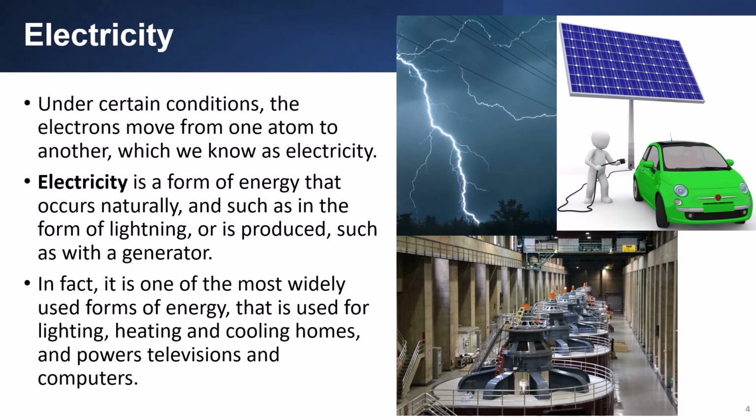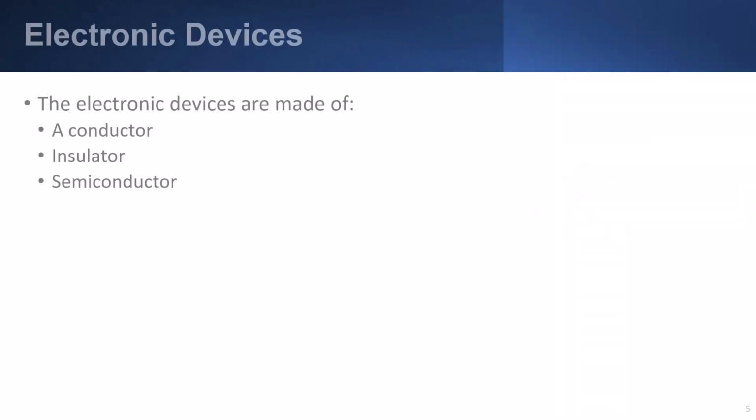Under certain conditions, the electrons are pushed from atom to atom, which we know as electricity. Electricity is a form of energy that occurs naturally, such as in the form of lightning, or is produced, such as with a generator. In fact, it is one of the most widely used forms of energy, used for lighting, heating, and cooling homes, and it powers televisions and computers. Electronic devices are made of conductors, insulators, and semiconductor material.